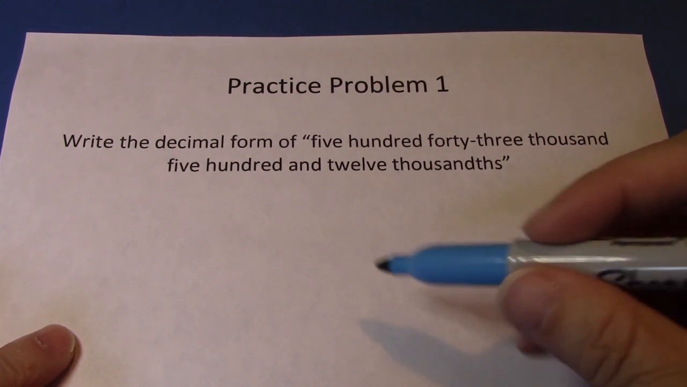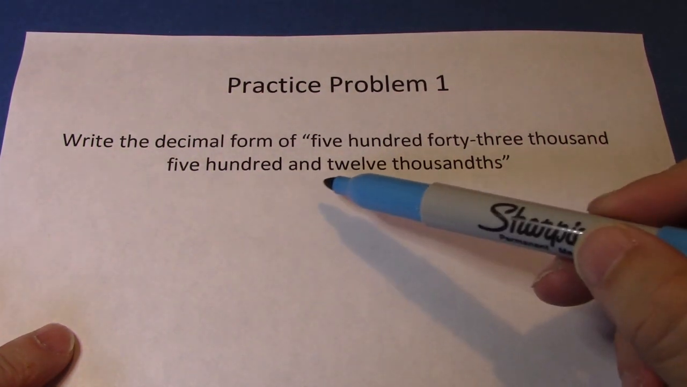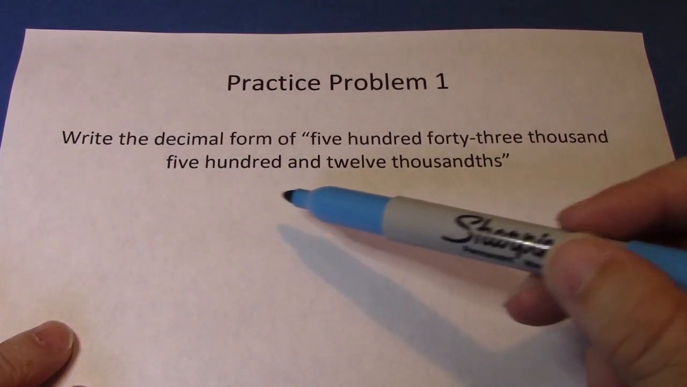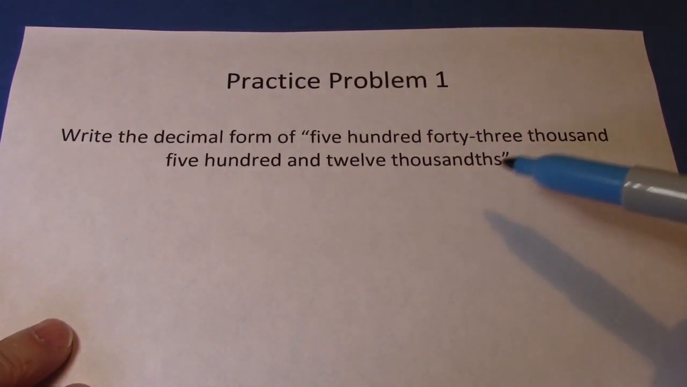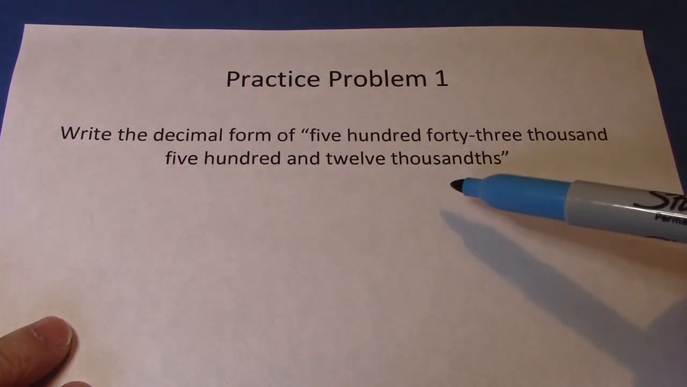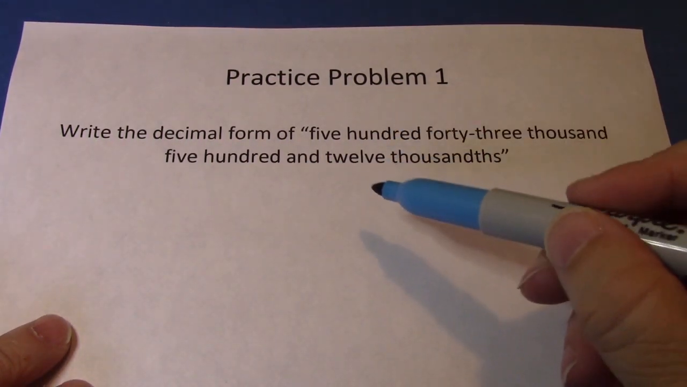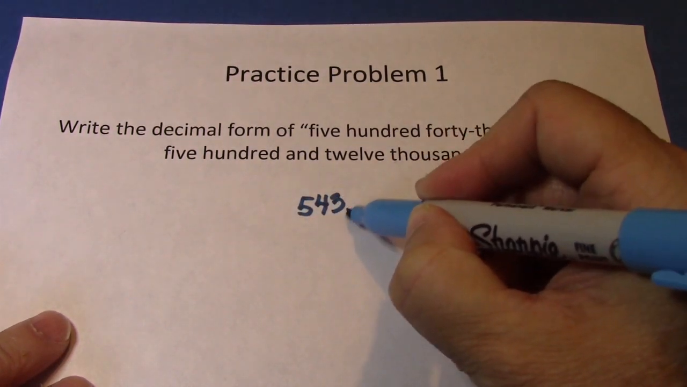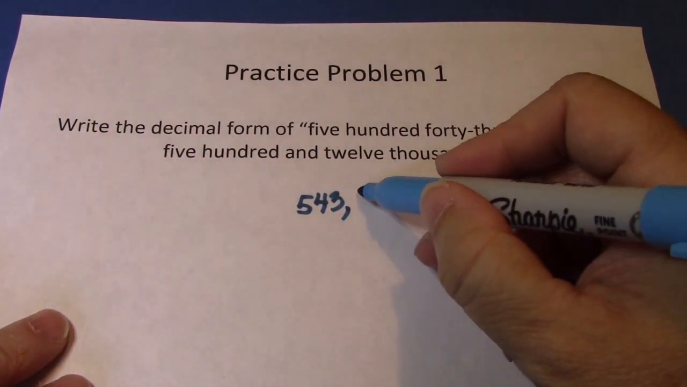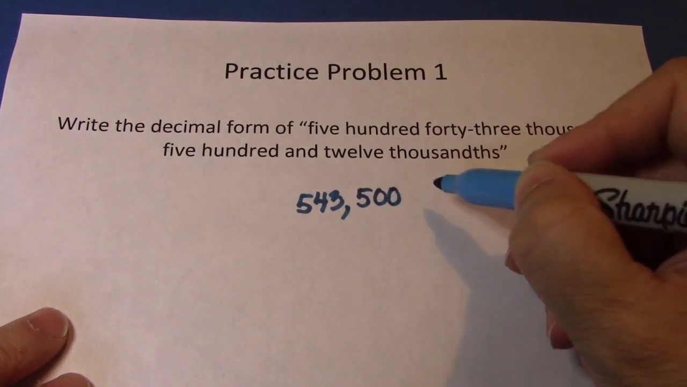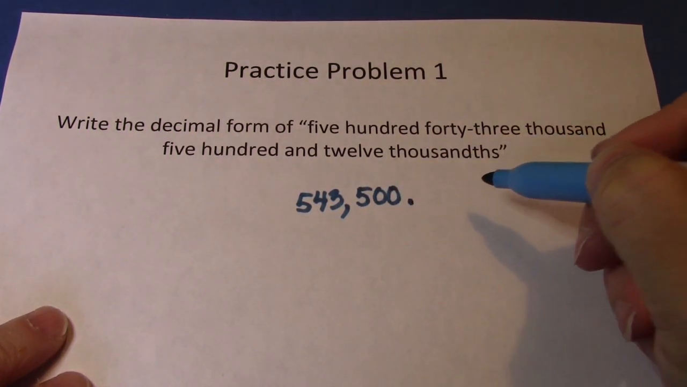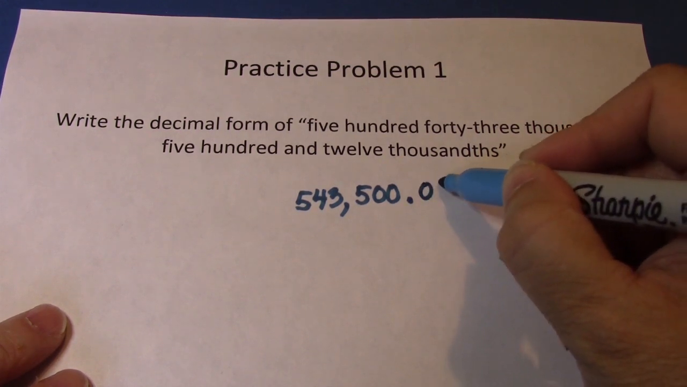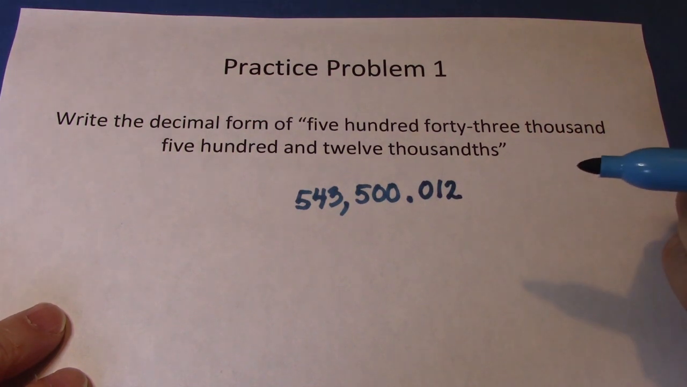Problem 1 asks us to write the decimal form of 543,512 thousandths. So we've got some thousands, some hundreds, and some thousandths. Alright, let's start with 543. Those are our thousands. 500, and there's our decimal, 12 thousandths. Well, thousandths are 3 decimal places out, so we need to fill it out like that.